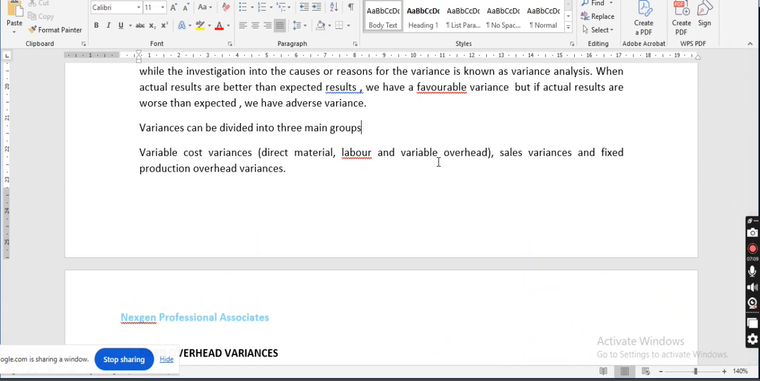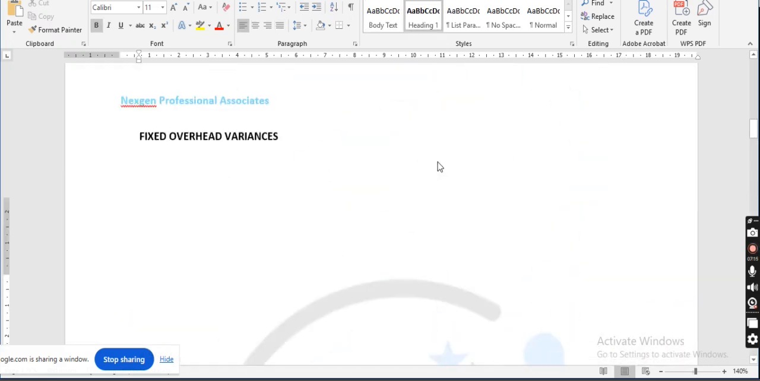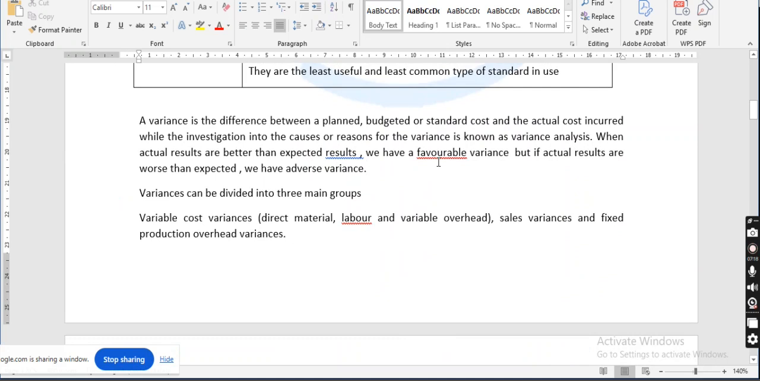Now, let me do some analysis for you, so that you take note of that. Under the material variance, the material variance is divided into three. There's what we call the material price variance, the material usage variance, and the material cost variance. You see, the material cost variance is the addition of both material price and usage. Now let me come again.